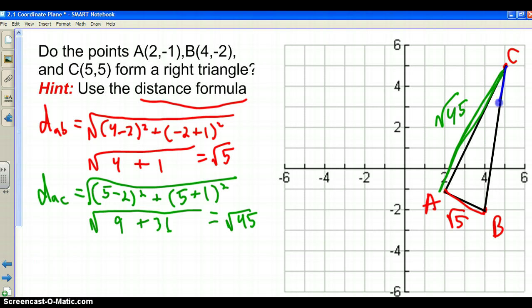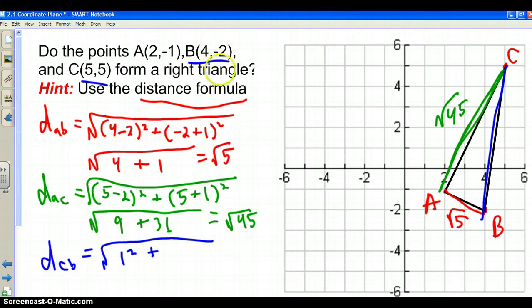And finally, I want to find this side, the distance CB. So distance CB is equal to square root of, let's see if we can do this a little quicker. We're looking at CB, this one and this one. So 5 minus 4 is 1 squared, plus 5 minus negative 2, which is 5 plus 2, which is 7 squared. We get a total of 1 plus 49, which is square root of 50. So this side is square root of 50.